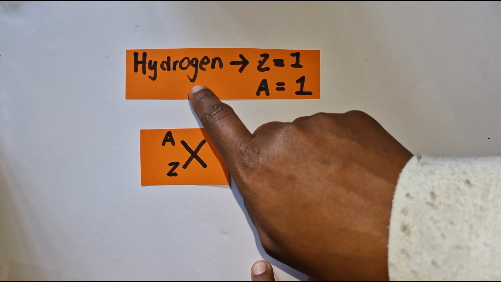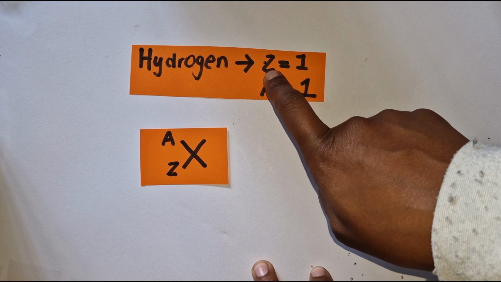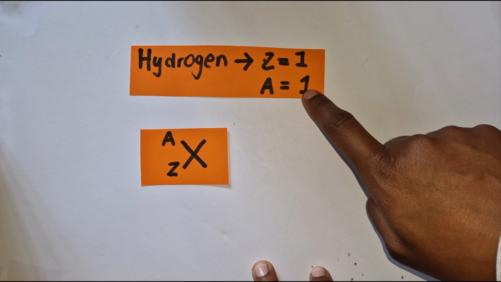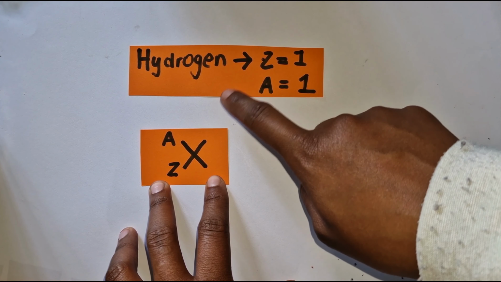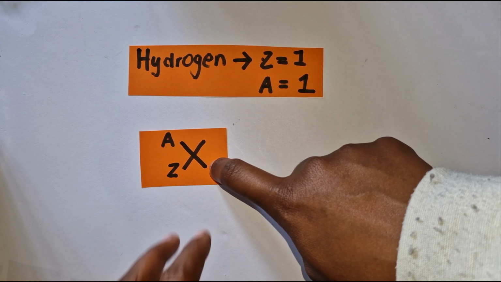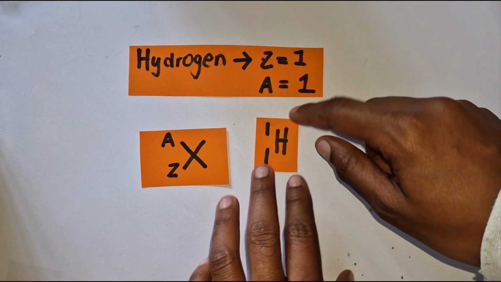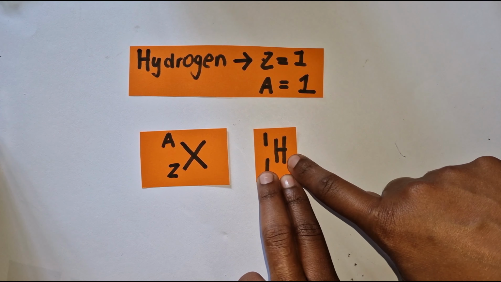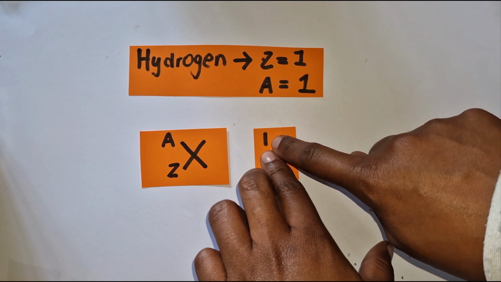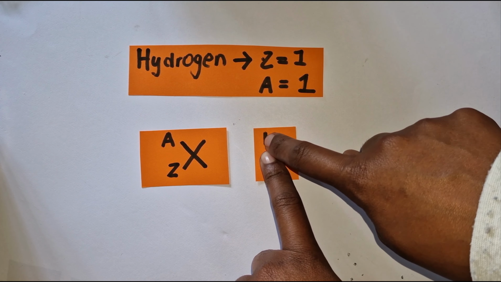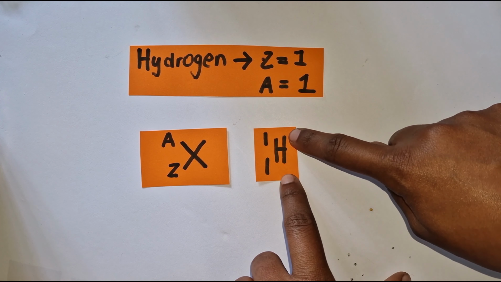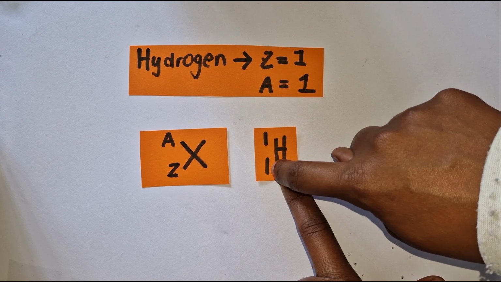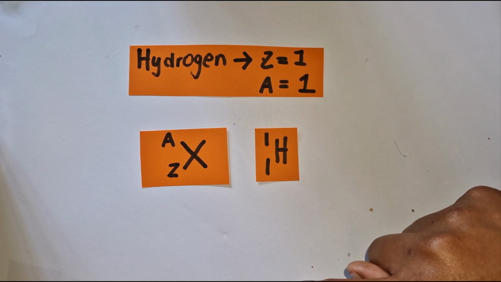For an example, hydrogen has an atomic number Z of 1, an atomic mass number of 1. How would we write this in the standard notation? So we would write this and say, okay, where we see X, we just write H. That's the chemical symbol for hydrogen. The atomic mass number for hydrogen is 1, so we write it there as a superscript. And the atomic number for hydrogen is 1. We'll write it there as a subscript.